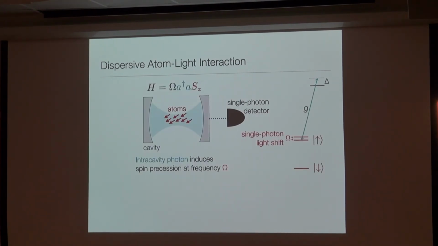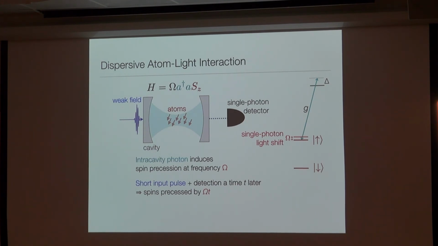So the idea is the following. A natural interaction to get in this cavity QED system is a dispersive interaction, where I have a single photon in the cavity, and the mode is detuned from some excited state so that I have basically a light shift on this spin-up state if there's a photon in the cavity, and no light shift if there's no photon in the cavity. So that looks something like this. What it means is that if there's a photon in the cavity, the spins precess by some amount, that's the light shift times the time.